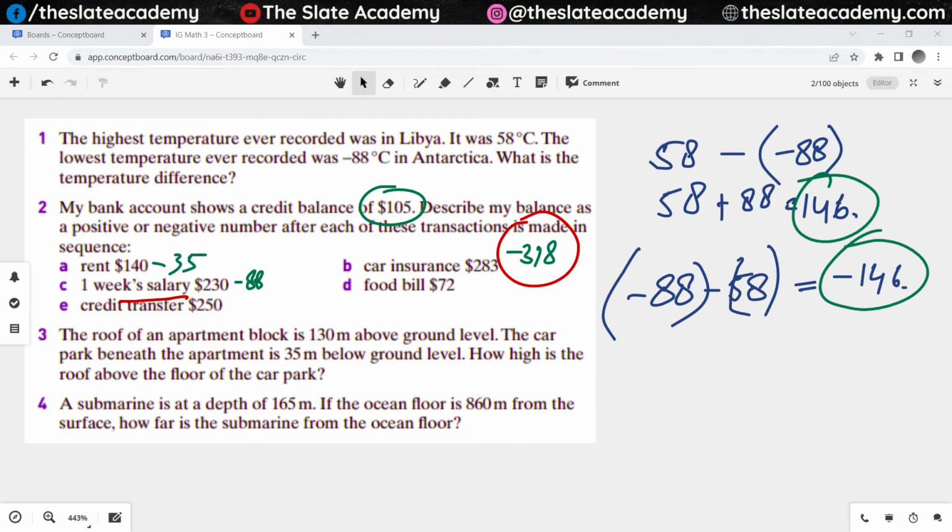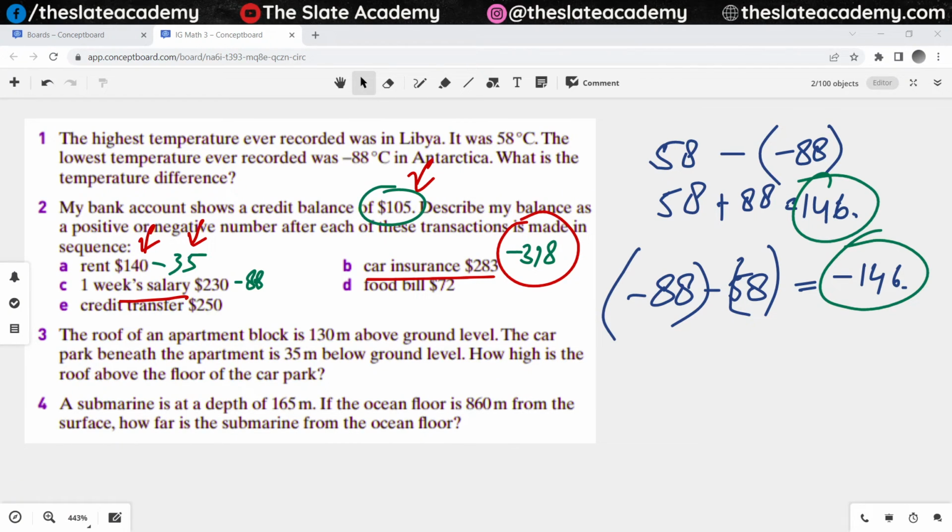Okay. So you had an initial balance of 105 and then you paid a rent of 140. So your balance became minus 35. Once it became minus 35, then you had a car insurance payment to make. This further reduces the money in your bank account. So minus 35 minus 283, you get minus 318.